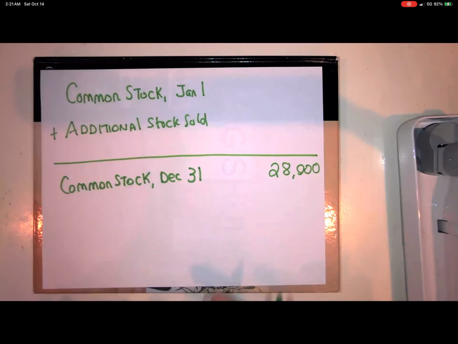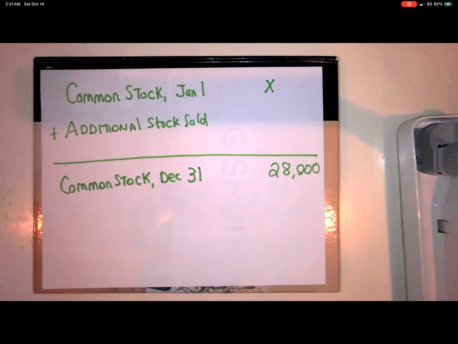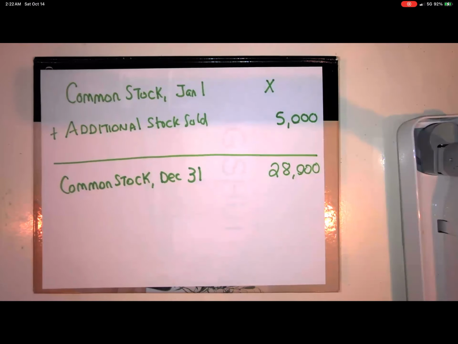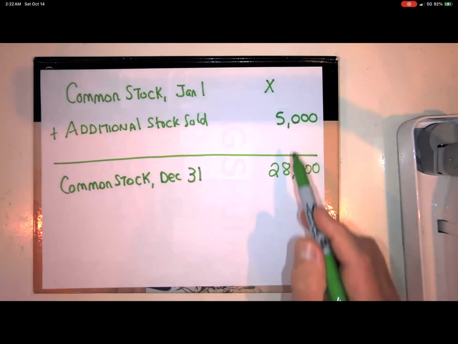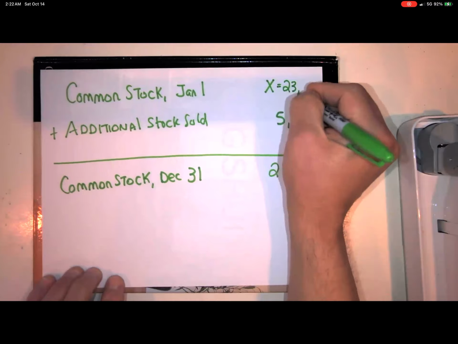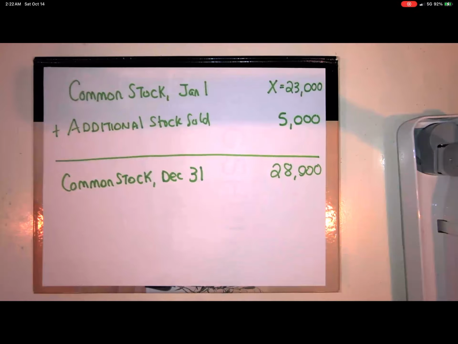But we need to get our common stock at the beginning of the year. So we'll call that X. And from additional information, number 2, it says that ABC Company sold 5,000 of stock to its stockholders. X plus 5 equals 28. Solving for X, the common stock balance at the beginning of the year was $23,000. All right, I'll finish it up in a second, but any questions on what was just done here?